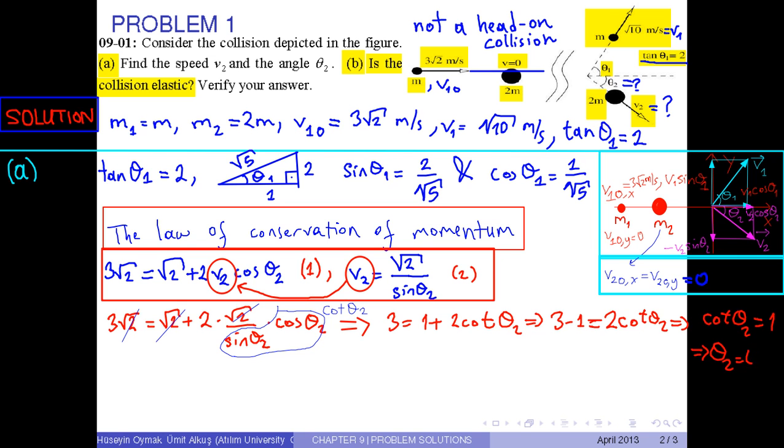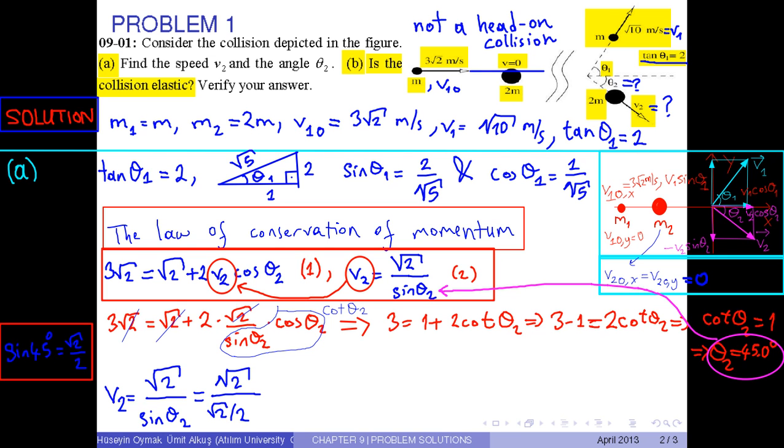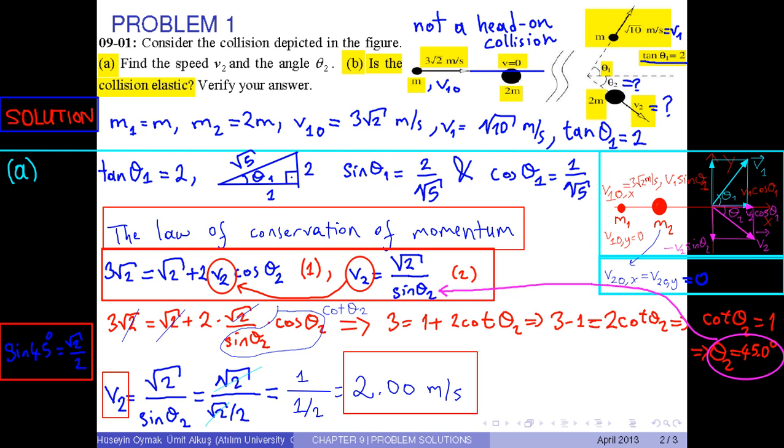Substituting this result into equation 2, that is the equation for v2, we obtain v2 equals square root of 2 over sine 45 degrees. And since that is equal to square root of 2 over 2, we write square root of 2 divided by square root of 2 over 2. Here, square root of 2's are cancelled, and you get 2 meters per second. Alright, this is the end of the discussion of part A.